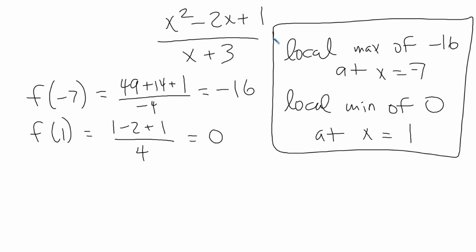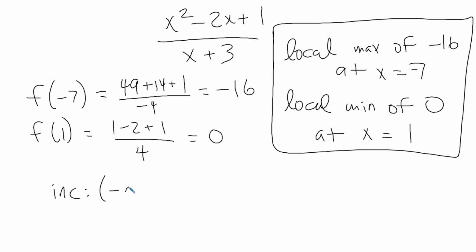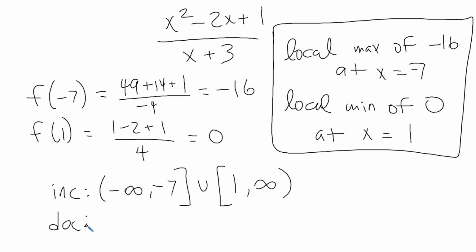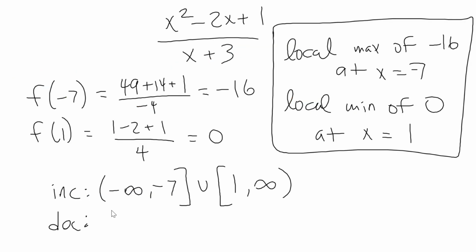So when we talk about the intervals on which this thing is increasing, we were increasing on the interval from negative infinity to negative 7, and again from 1 to infinity. When we talk about the decreasing intervals, it was decreasing on all the other intervals, from negative 7 all the way to 1, but it's not decreasing at negative 3 because the function doesn't exist at negative 3. So we still need to break that up into two different intervals. We'll say from negative 7 to negative 3 and from negative 3 to 1.